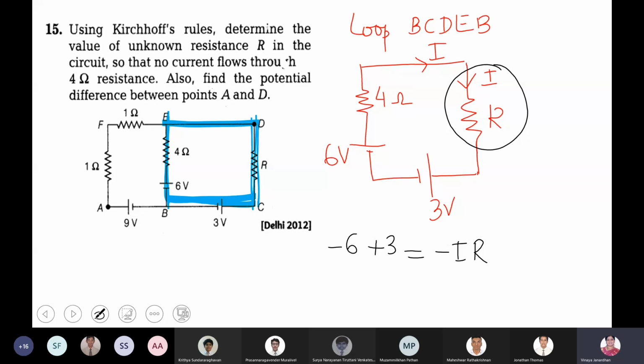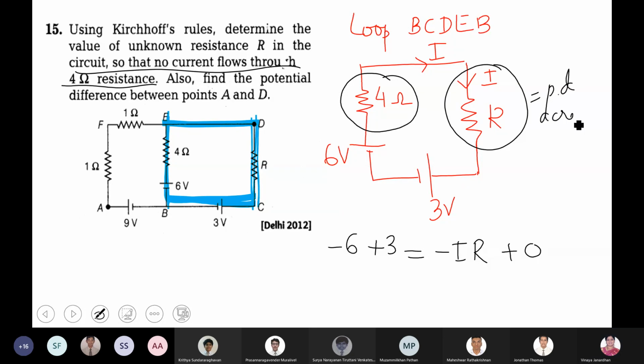Next, you have one more resistor. I have to find the potential difference across this resistor. What is the condition given? No current is flowing through the 4 ohm resistor. So what will be its voltage? There is no current flowing through it, so the potential difference will be 0. Are you clear, boys? Minus I into R is the potential difference across R. Correct?